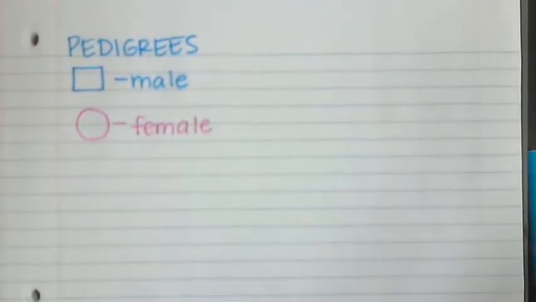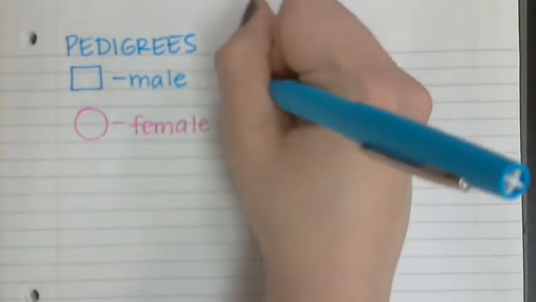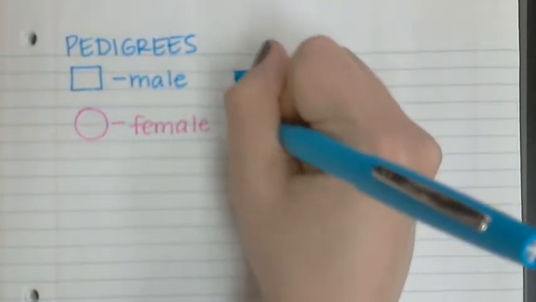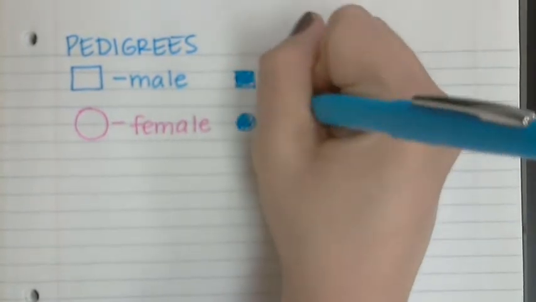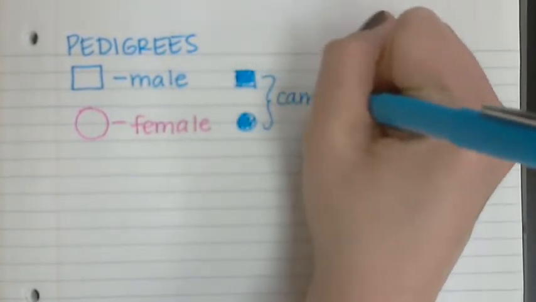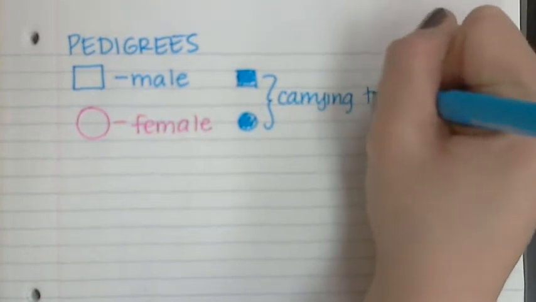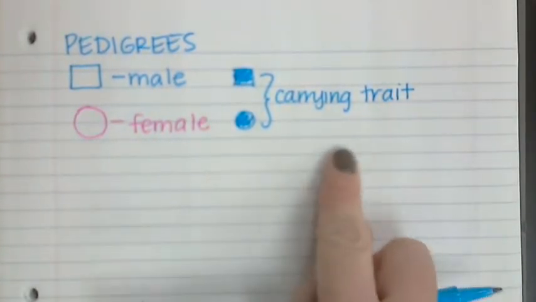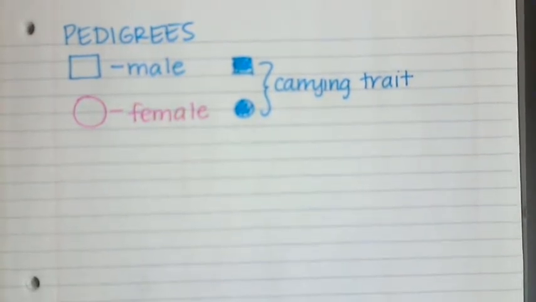If you have a shape that is colored in, these individuals are carrying the trait that you are attempting to study. Generally, we use these with recessive traits. So let's look at an example.